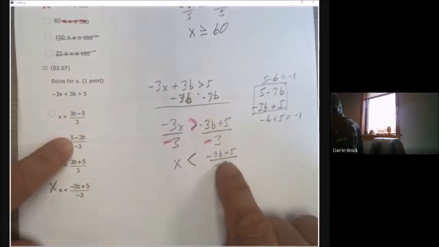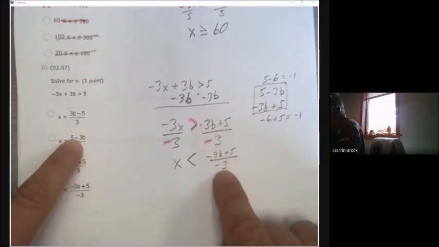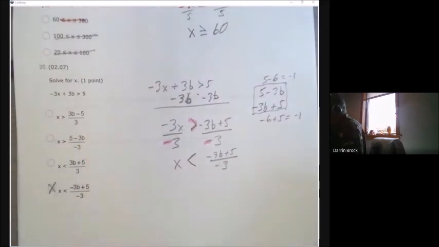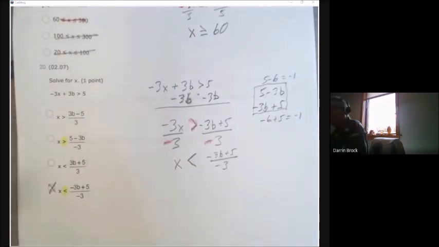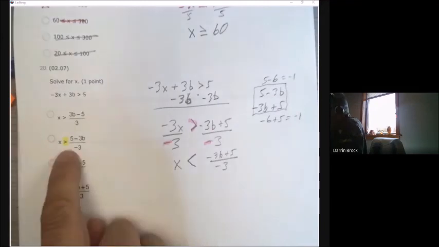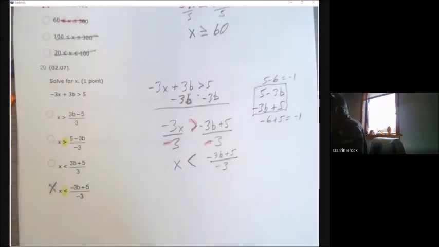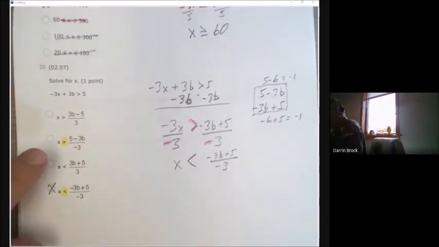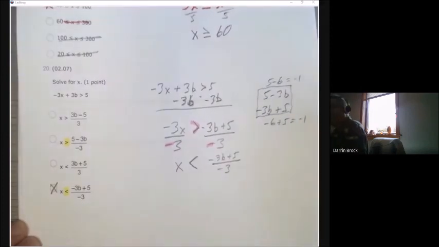This 5 minus 3B is the same thing. 5 minus 3B divided by negative 3. That's the same thing. But that's where we've got to pay attention to that right there. That's what makes that wrong, is that it said X is greater than. We had to change that. Otherwise, this could be the answer, except it has the wrong inequality. So little details try to throw us off in doing this.